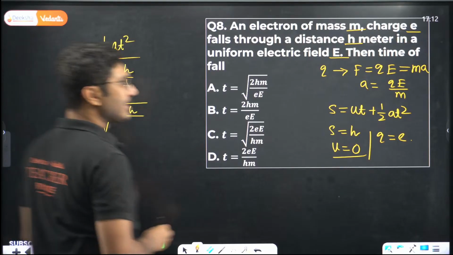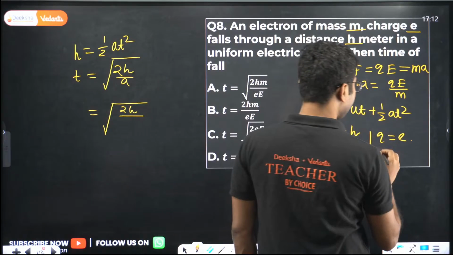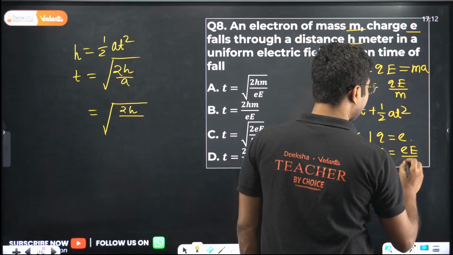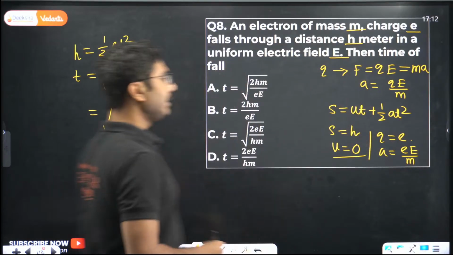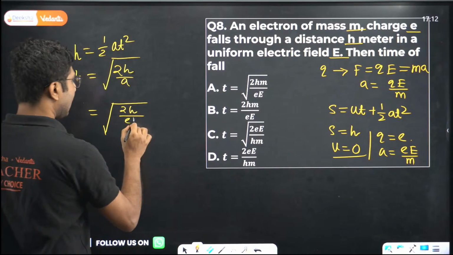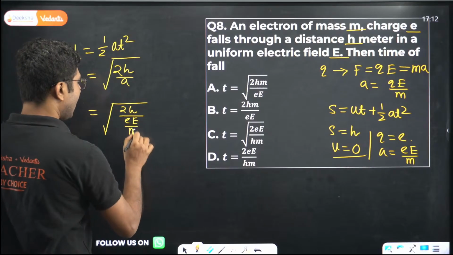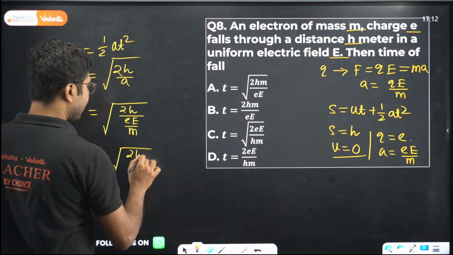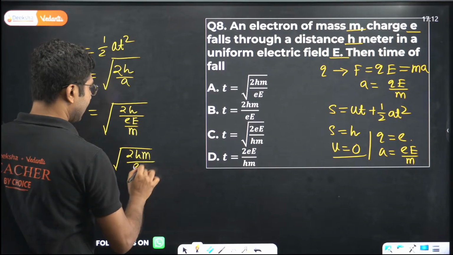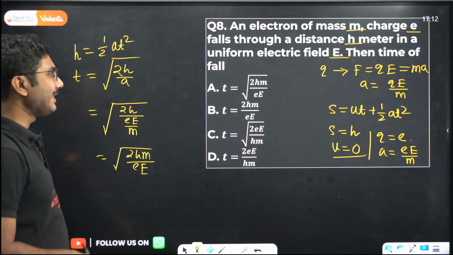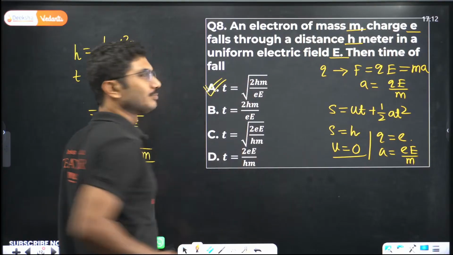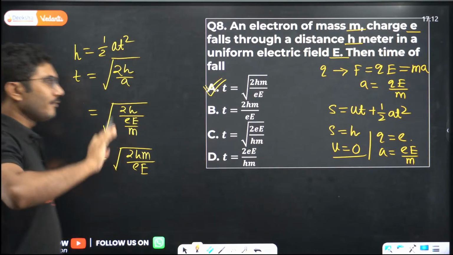So what is the acceleration? If you see here, acceleration is small e capital E divided by m, right? Small e capital E divided by m. So m will go up and you will get square root of 2h m by e into E. Very easy. Option A is correct. Okay, so don't be confused.